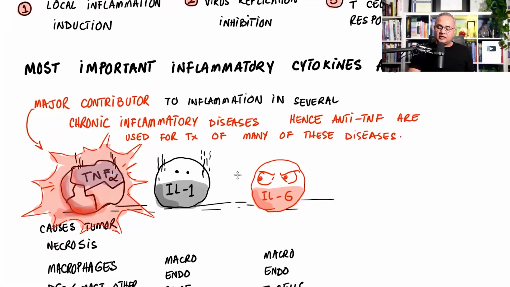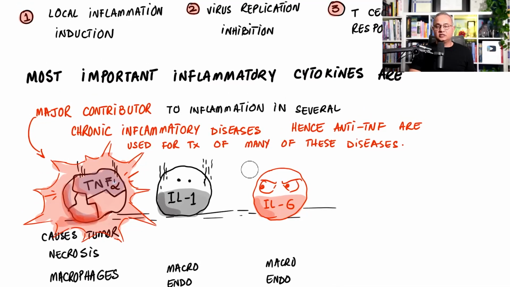So now I'm going to look at just 2 or 3 important cytokines. We'll continue to look at more later on. So tumor necrosis factor alpha, interleukin 1, and interleukin 6 are important for today's discussion. Now, tumor necrosis factor alpha is a major contributor to inflammation in several chronic inflammatory diseases. Hence, anti-tumor necrosis factor alpha drugs are used for the treatment of chronic autoimmune diseases or chronic inflammatory states.